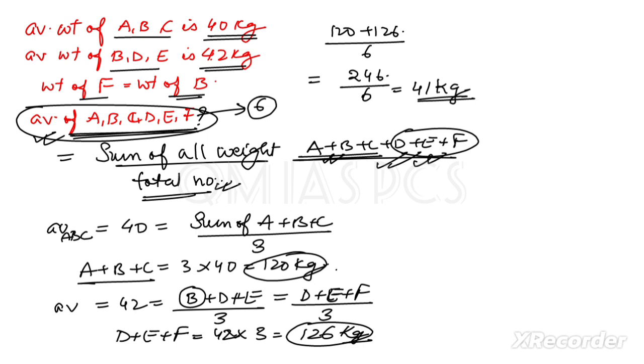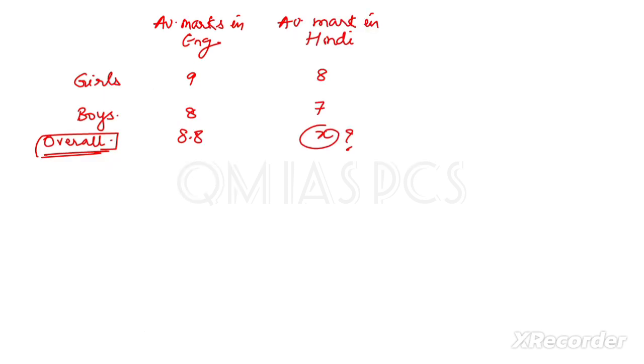Let's see the next question. Look at this question. There is a table given: average marks in English were 9 and 8 for girls and boys. Obviously girls are performing better here. And average marks in Hindi are 8 and 7, again the same. Now it is given that the overall average marks for English is 8.8, and we have to find the average marks in Hindi.